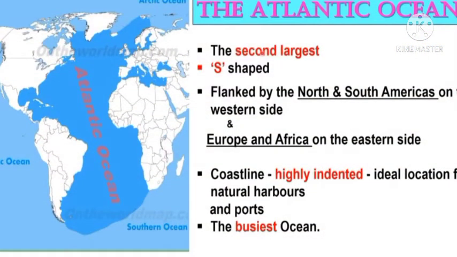The Atlantic Ocean. The Atlantic Ocean is the second largest ocean in the world. It is S-shaped. It is flanked by North and South America on the western side and Europe and Africa on the eastern side. The coastline of the Atlantic Ocean is highly indented. This irregular and indented coastline provides ideal locations for natural harbors and ports.